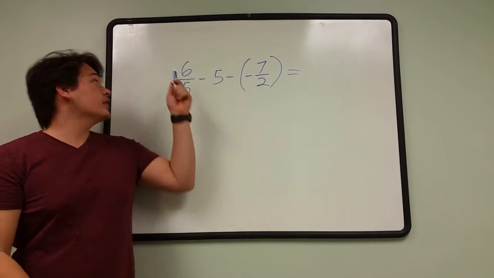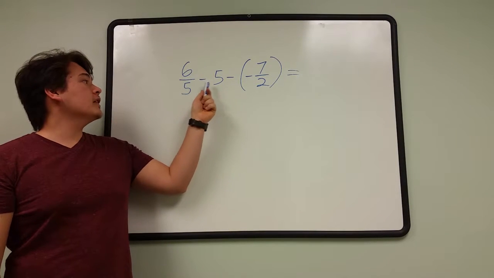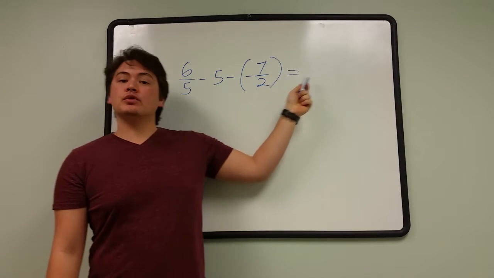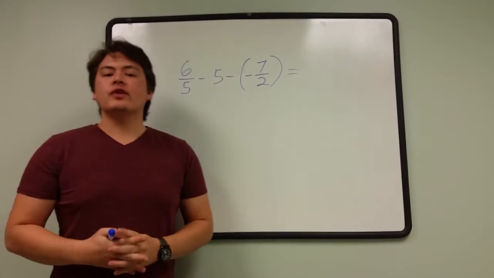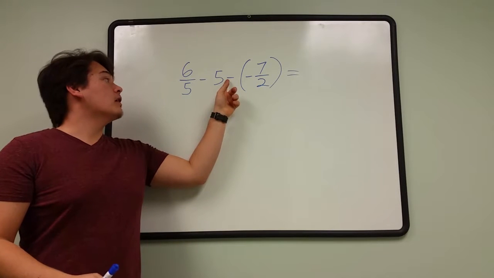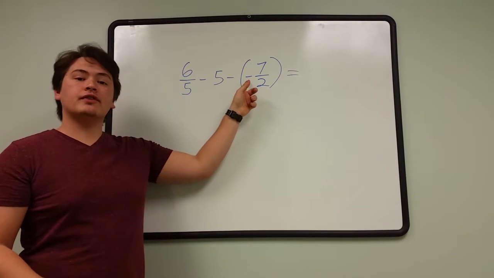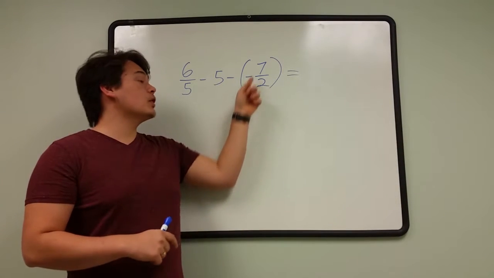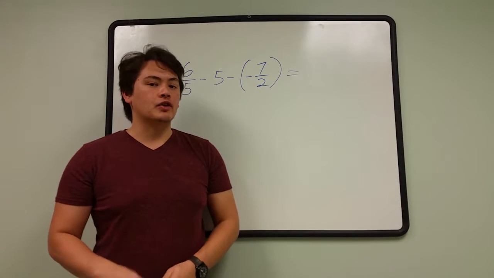This question states 6 over 5 minus 5 minus negative 7 over 2 is equal to what? So before I start this problem, I see that I have a minus sign here and a negative sign here. When these two combine, it's going to make this 7 over 2 a positive 7 over 2.